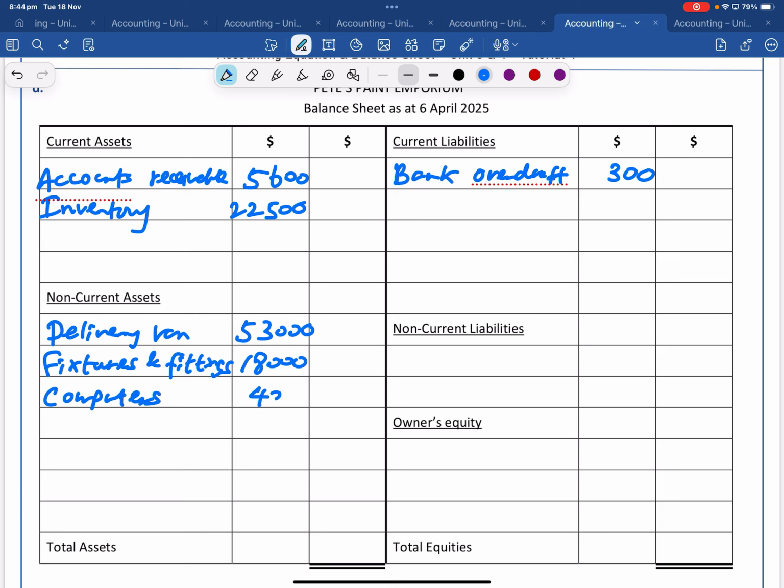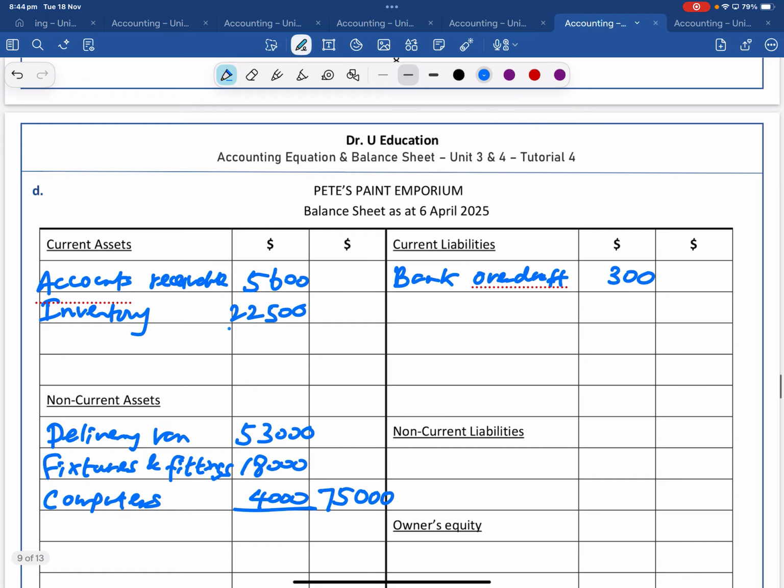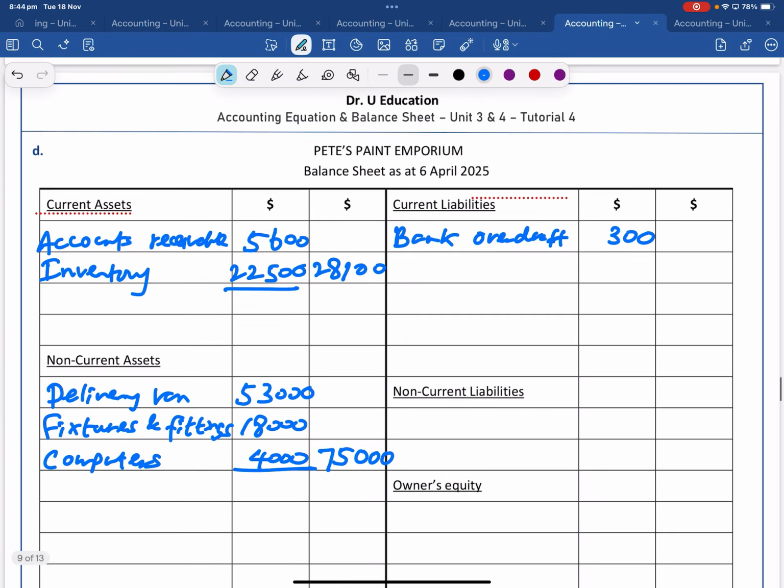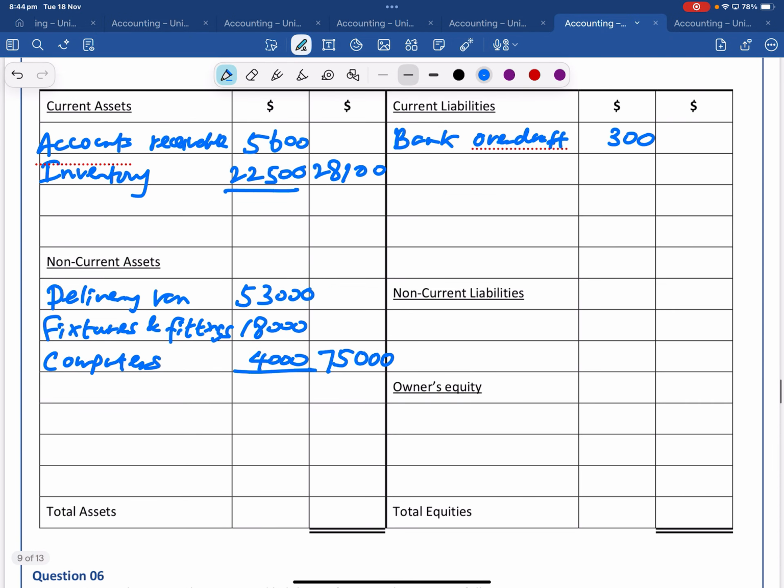That's it, guys. I can add them together. Non-current assets, I'm getting 75,000. Current assets 28,100. So the total assets 103,100.